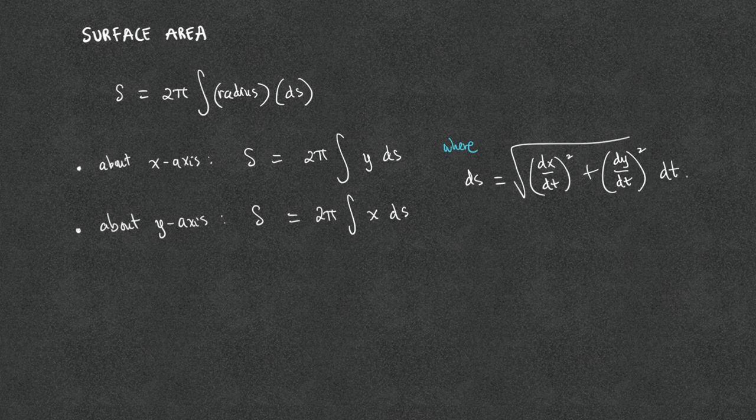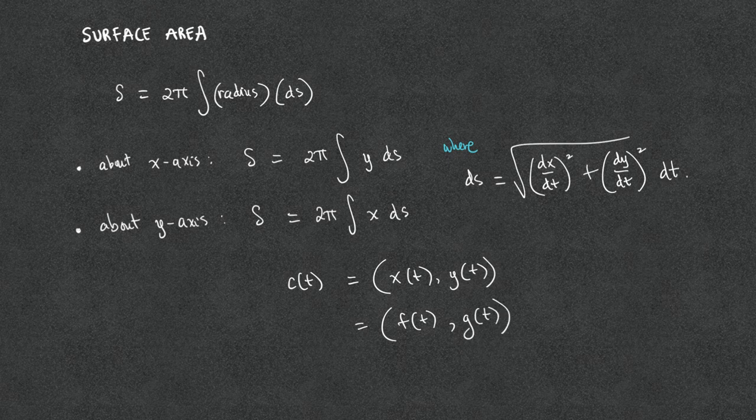A parametric curve is given by x of t and y of t, where x of t is f of t and y of t is g of t. That is, we have an equation for x in terms of t and an equation for y in terms of t. We then use these equations, either x or y, and plug them into the formula.